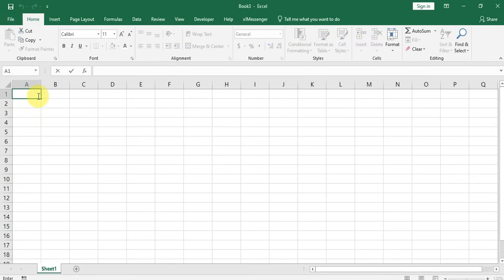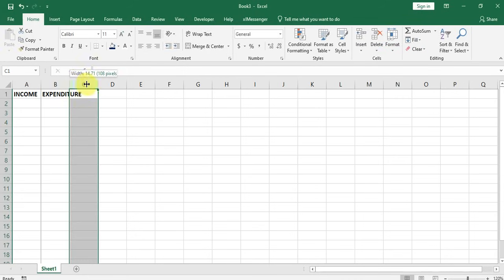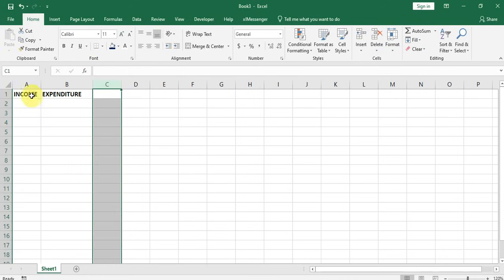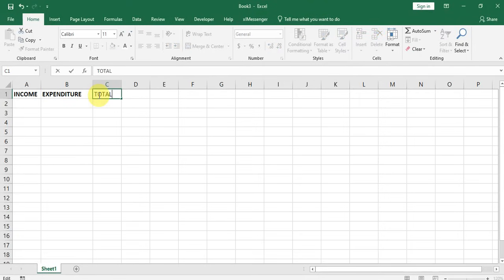Now let me put income here. Income is what? The money that you receive monthly, weekly, or any day. Now this is my income. This is what? Let me say expenditure. Let me make it bold here. This is my income. This is my expenditure. Let me open it up here. This is my income, expenditure, and then the total amount of money that will be left yearly.